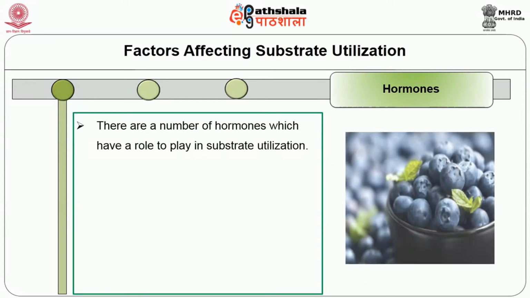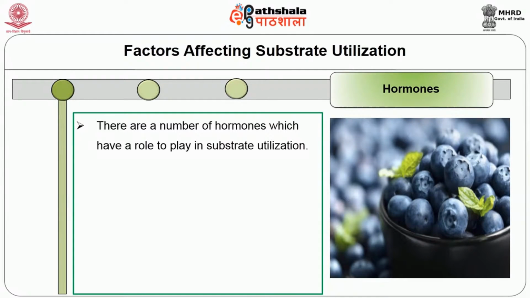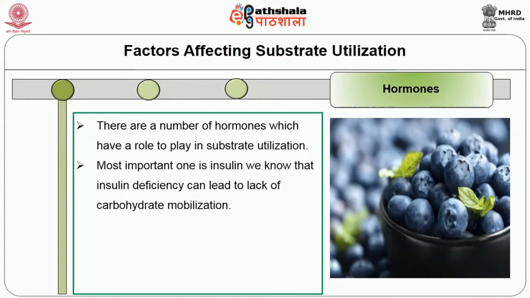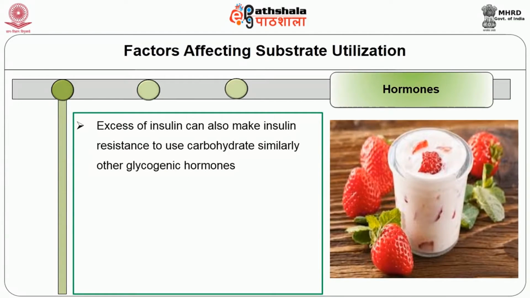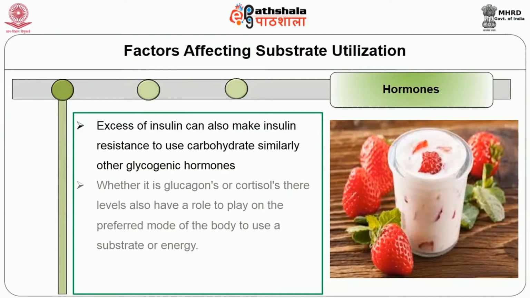There are a number of hormones which have a role to play in the substrate utilization. Most important being insulin. We know that insulin deficiency can lead to lack of carbohydrate mobilization, or excess of insulin can also make insulin resistant to use carbohydrate. Similarly, the other glucogenic hormones, whether it is cortisol or glucagon, their levels also have a role to play on the preferred mode of the body to use a substrate for energy.